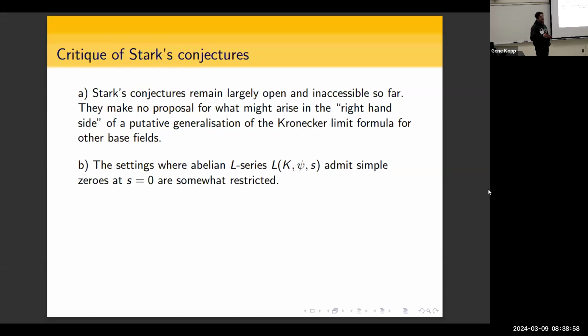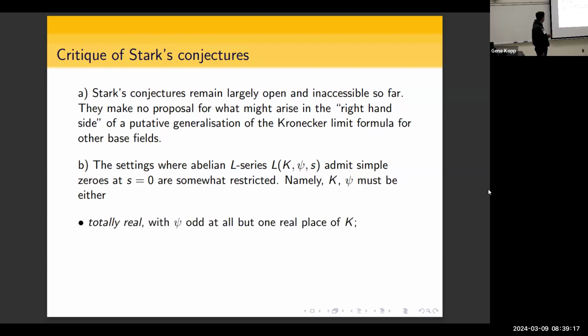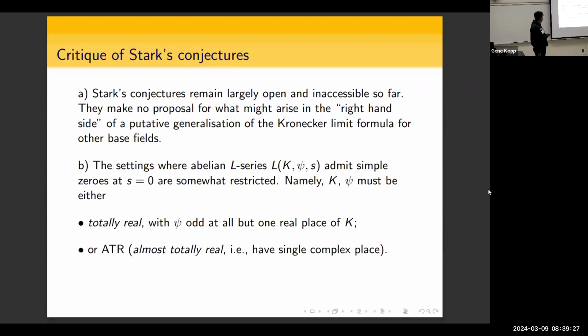Like with the theory of complex multiplication, where we can only handle essentially CM base fields, here we can consider, so now if I look at L series of a ground field K twisted by some Hecke character psi, the restrictions on K and psi for the conjecture to be non-vacuous, so to speak, are that either K should be totally real and psi be an odd character at all but one of the Archimedean places of K, or that K should be ATR, which is an acronym for almost totally real, namely it should have a single complex place, and the character should be odd at all the real Archimedean places. So only in those two situations do we have simple zeros at s equals 0.